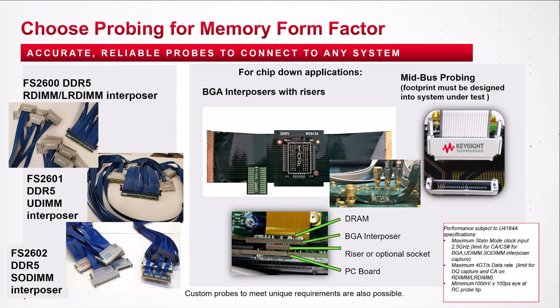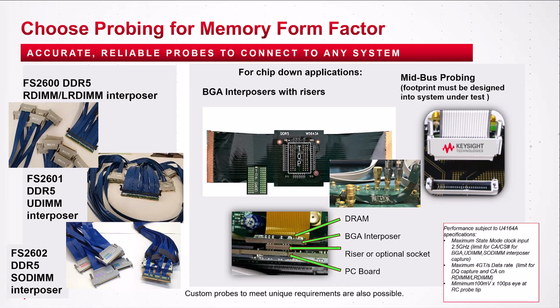You'll choose the probing for your memory form factor. For DDR5, there is a specific interposer for RDIMM, LRDIMM, and then a different one for UDIMM. On previous DDR3-4 technology, the UDIMM and RDIMM and LRDIMM were all the same socket. That is not true with DDR5, so there are different interposers that connect to the different sockets. And then for DDR5, it's the FS2602 DDR5 SODIMM interposer for a small form factor DIMM.